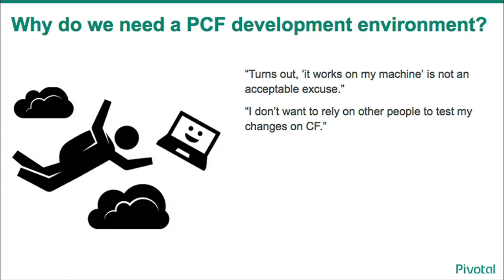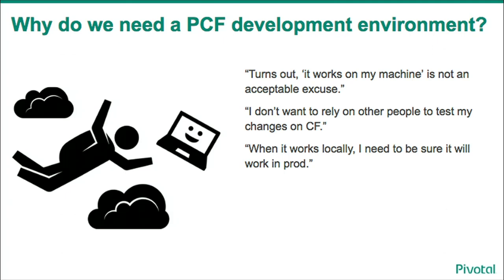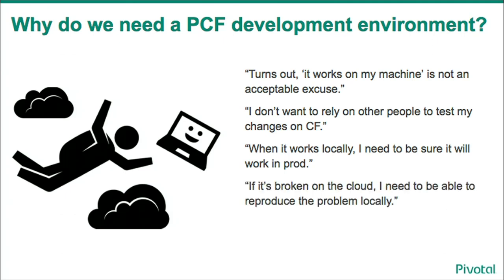I don't want to rely on other people to test my changes on CF. When it works locally, I need to be sure it will work in prod. If it's broken on the cloud, I need to be able to reproduce the problem locally. And last but not least, I don't want to bosh. So I've actually given a number of talks on this topic, and I only just noticed that out of those 5 statements, they all relate to working on 12-factor apps, and they all relate to the same rule, which is dev prod parity. The first 4 have to do with realizing you need it, and the 5th one has to do with that being really hard and not wanting to do it.